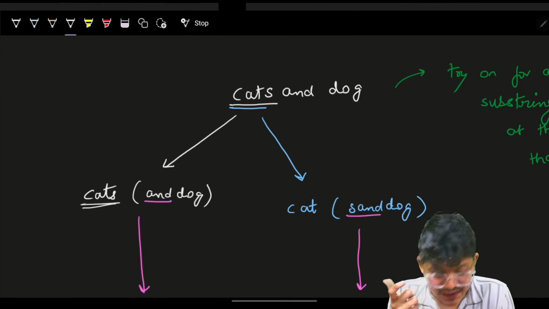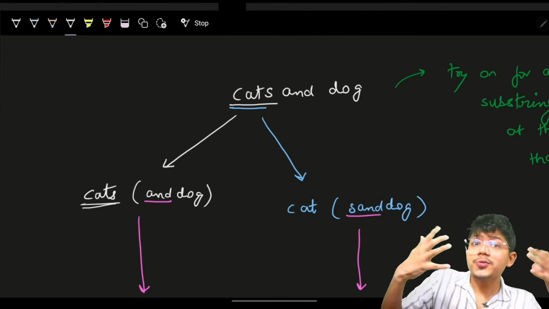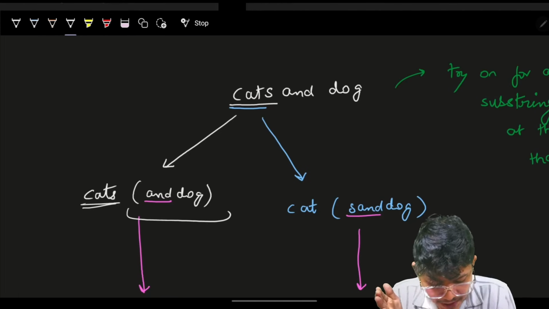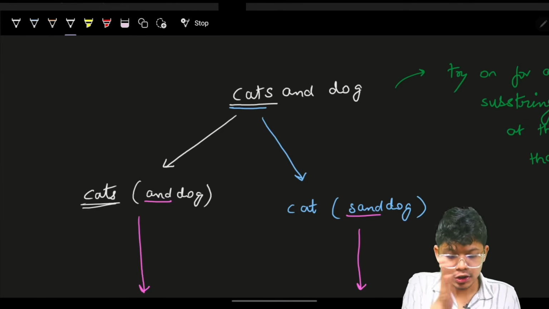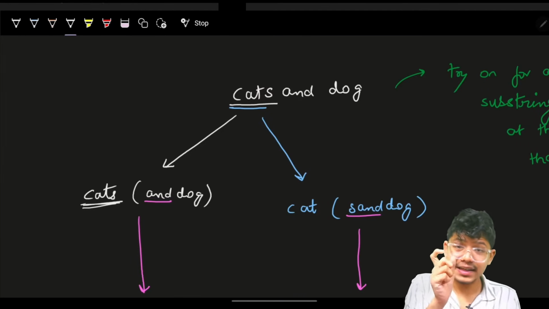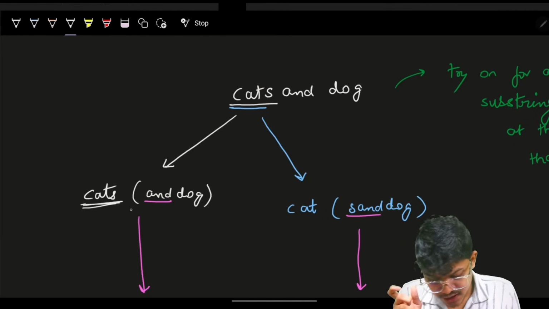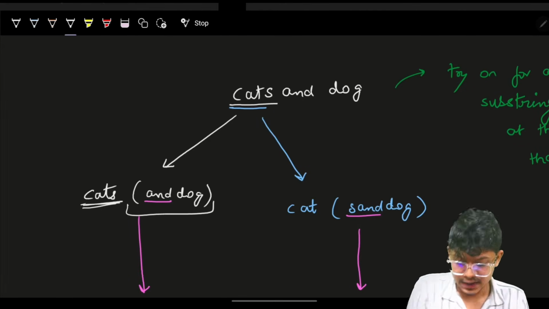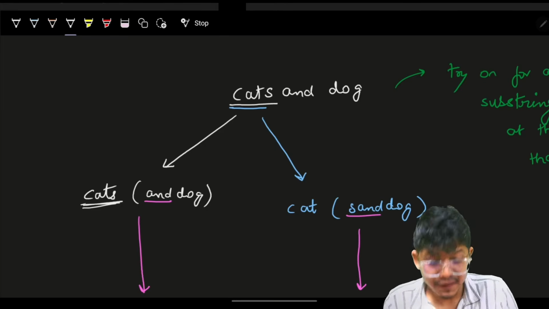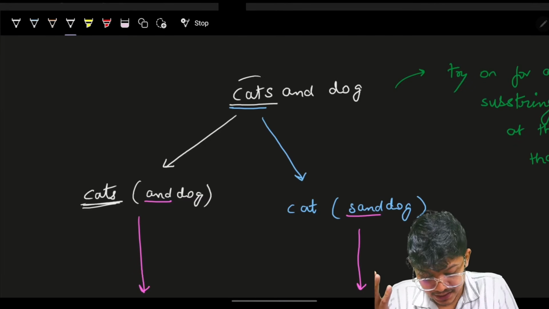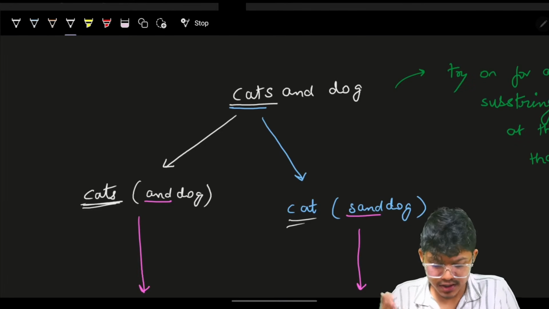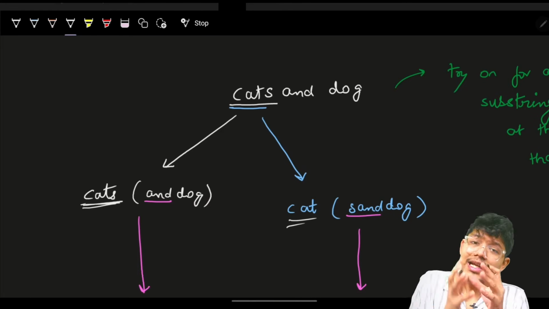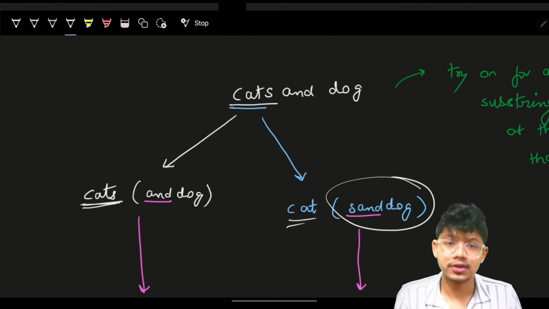If I can get a cats, then my search space will go on and try for the remaining part of the string, which is and dog. Is it possible to actually get that? And if I say, okay, I just take cat only, then my search space will say, okay, my cat is already in my word dictionary. Now go and try for your sand dog.